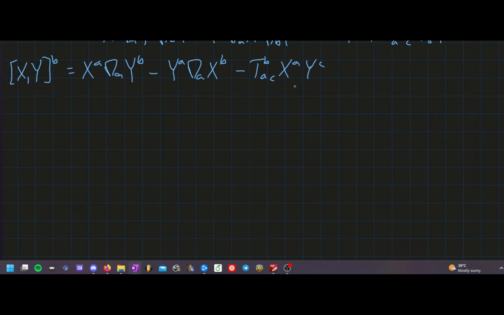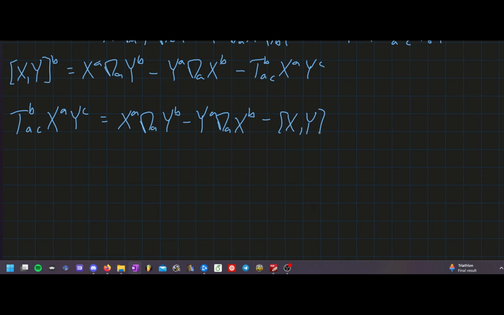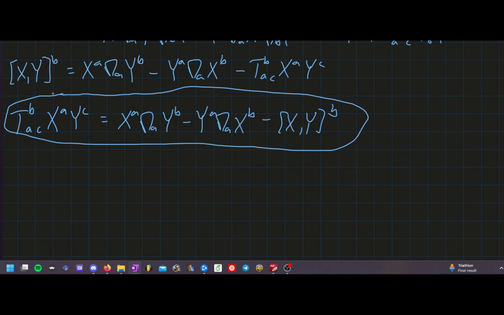Now we can rewrite this in terms of having the torsion tensor and these x's and y's on the left-hand side, so let's do that. T^b_{ac} x^a y^c equals x^a nabla_a y^b minus y^a nabla_a x^b minus this commutator of x and y, the bth component, which is what we were asked to show. I think I may have my indices labeled slightly differently than the problem asks for, but it's the same thing.